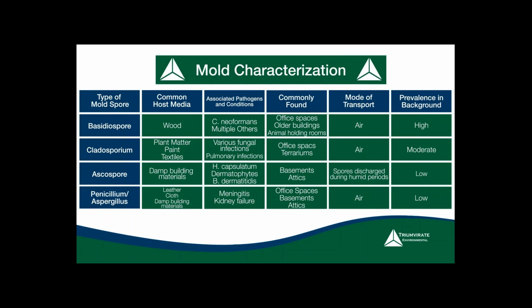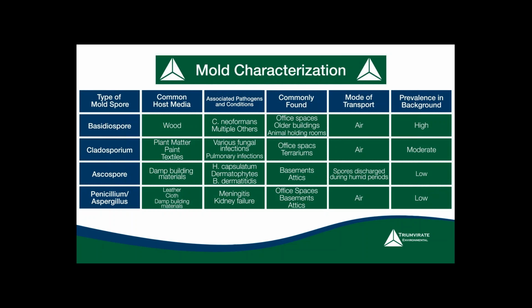Also, it's important to note the prevalence of these spores in the background. That will give you a better idea of how to look at the mold landscape, the spore landscape, inside your building. For example, Ascospores are very common outdoors. That's typically the biggest number that we see when we're looking at the analytical data from an air sampling event.